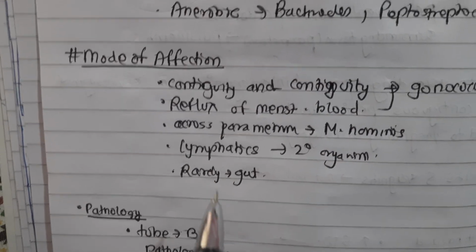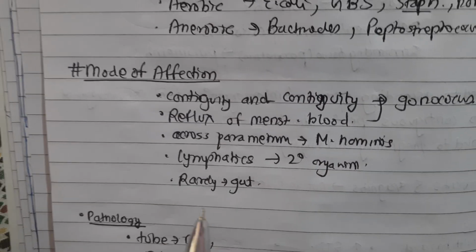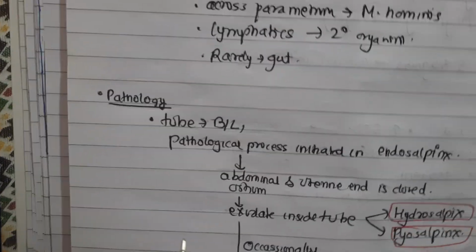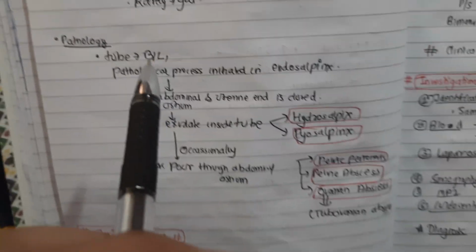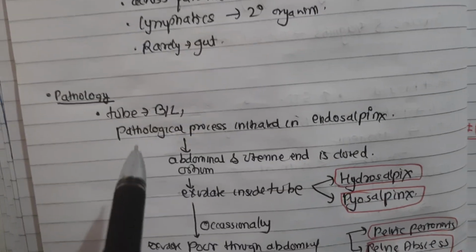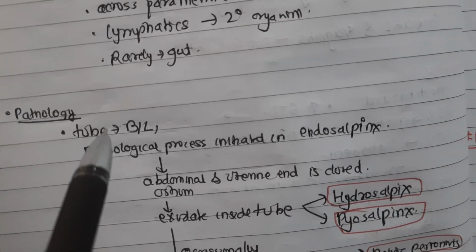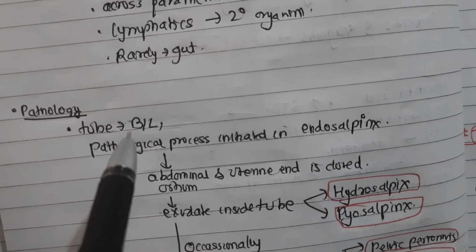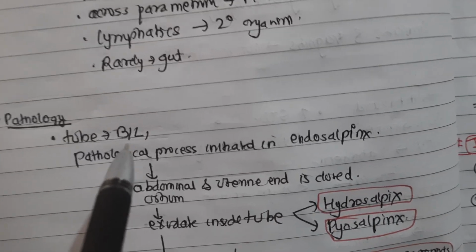Really, the gut microflora affect that. And the pathology, talking about pathology, we will discuss this in very short. So involvement of the tube is almost always bilateral, and usually follows menses due to loss of genital defense.